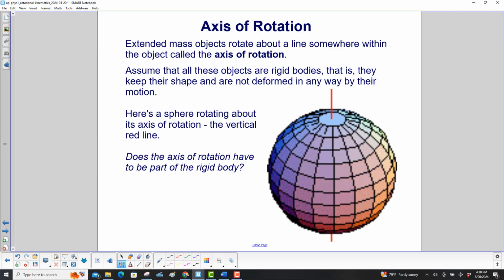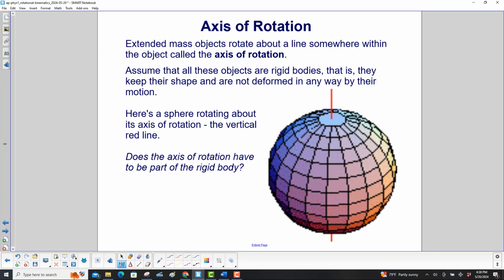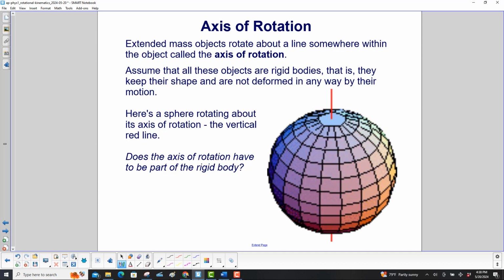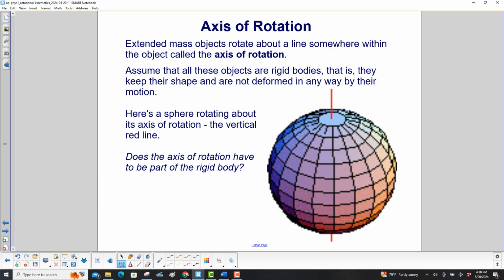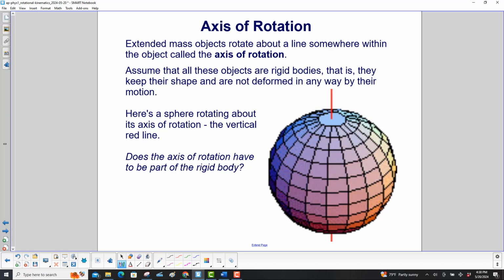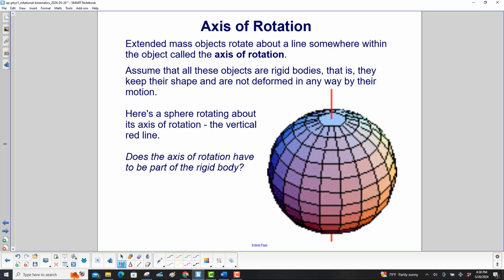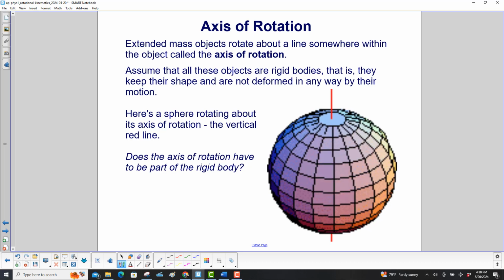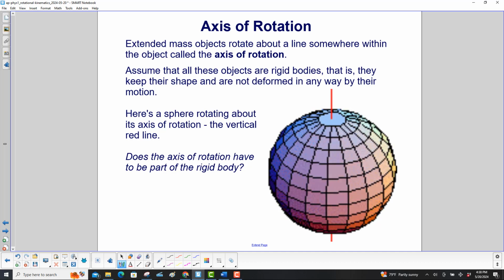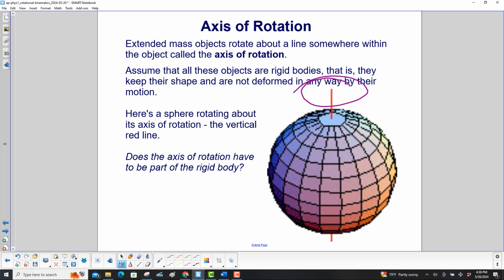Extended mass objects rotate about a line somewhere within the object called the axis of rotation. Assume that all these objects are rigid bodies, that is, they keep their shape and are not deformed in any way by their motion. Here's a sphere rotating about its axis of rotation, the vertical red line.